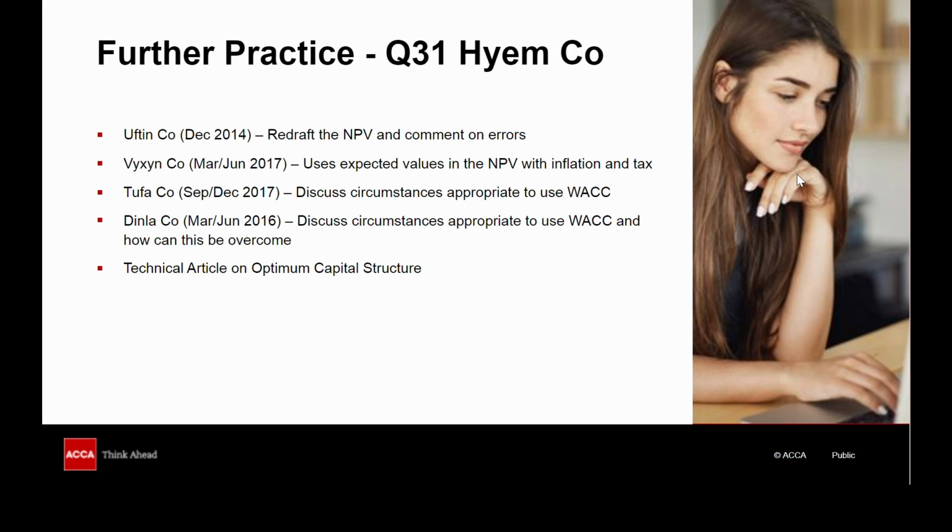Vixen Company is from June 2017, and that is in the past papers on the ACCA website under Financial Management Resources. It basically uses those expected values which you were expected to use in HIM Company, with a net present value with inflation and tax. TUFA and Dienler Company are those questions where I'm showing you to discuss the circumstances in which it's appropriate to use WACC. Those were those rote-learn answers in my previous example.